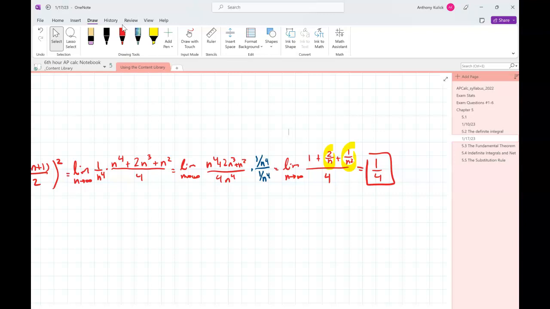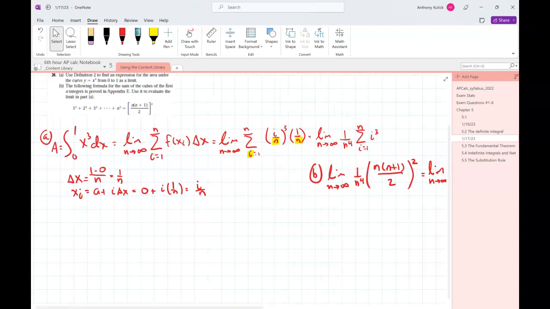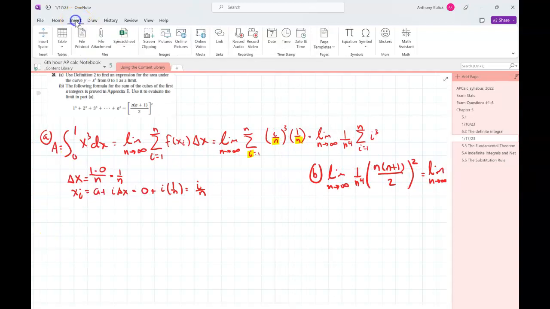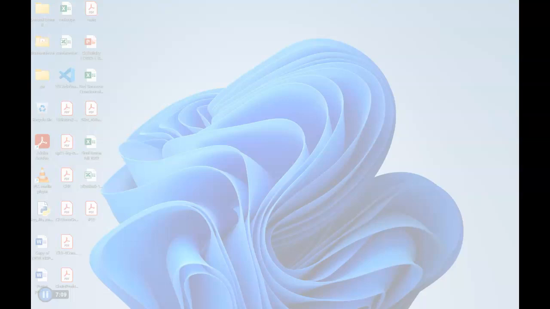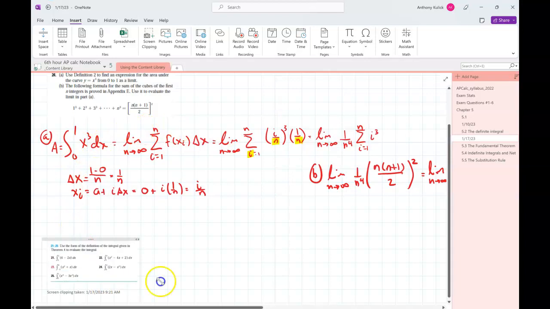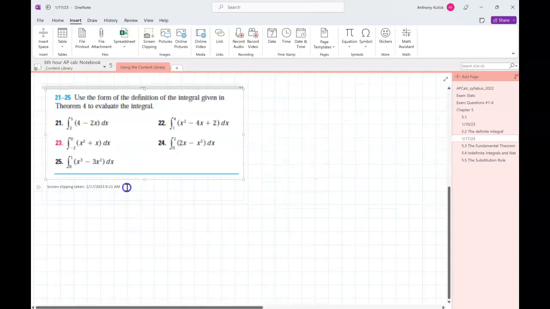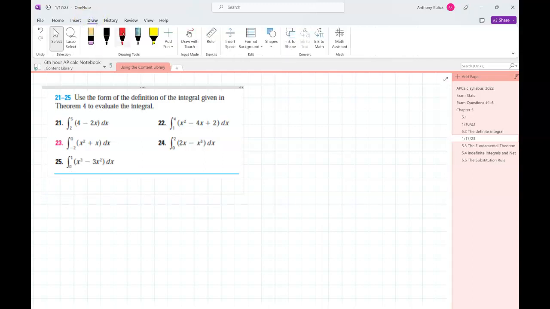Sophia. 5.2, number 25. Sure. Okay. Let's take a look here real quick. I'm going to grab the whole bunch of this so I have the directions as well. All right. So it says use the form of the, okay.